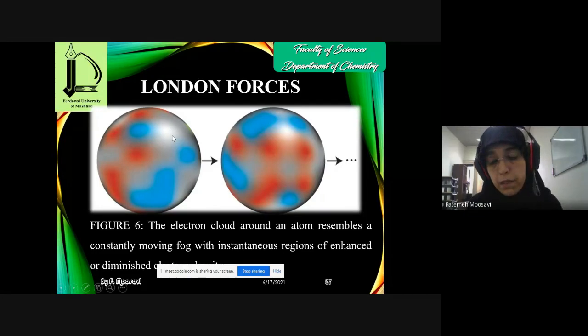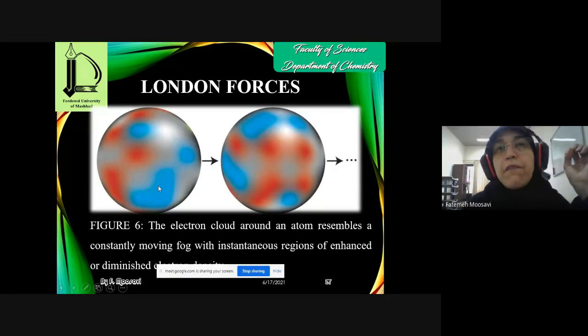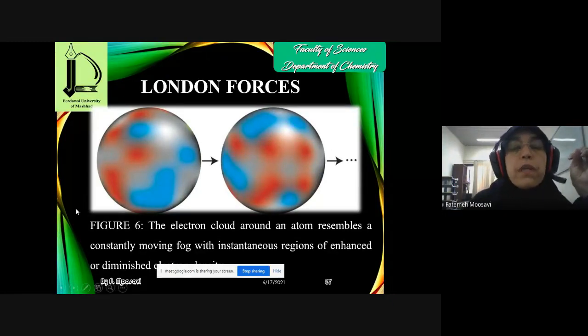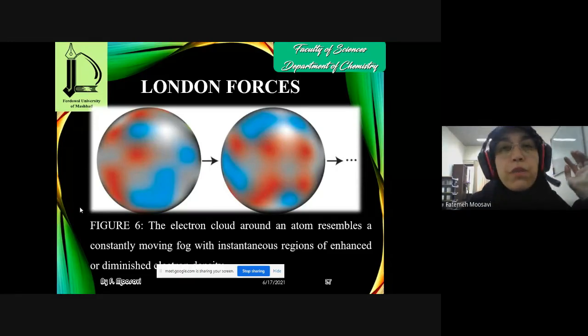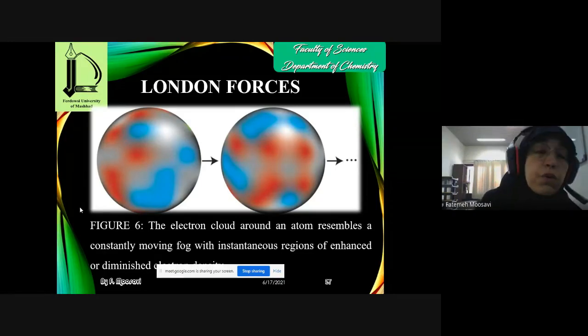They have a very small amount of charge. This charge distribution changes from time to time, so we have a non-uniform distribution of electrons in an atom such as a noble gas, or in non-polar molecules such as hydrocarbons. Due to this non-uniform distribution of electrons in these molecules or atoms, we understand the origin of the forces between the atoms or molecules.